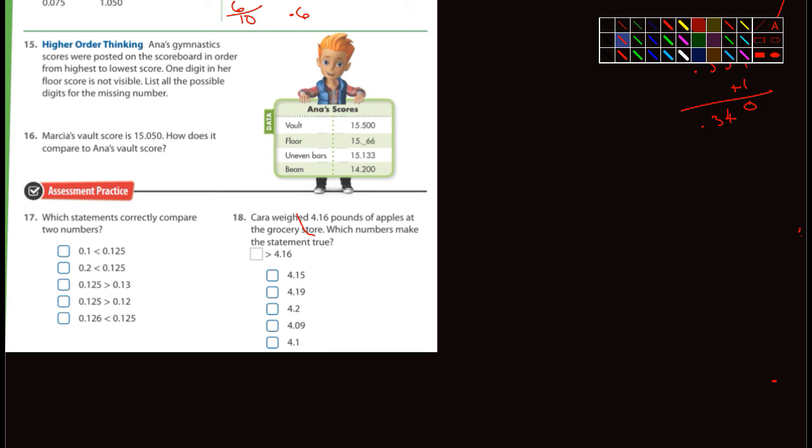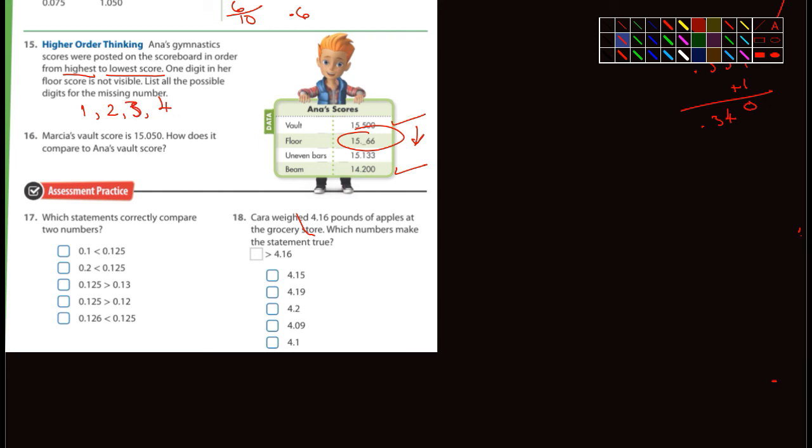This is the missing number here that they're talking about. They were posted on the scoreboard in order from highest to lowest. So this is the highest, this is the lowest. So we're working our way down. So that could have been a 1, a 2, a 3, or a 4. All right.